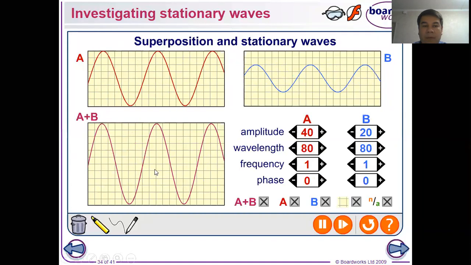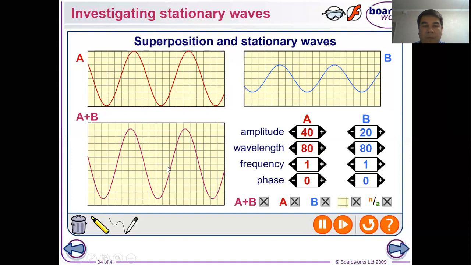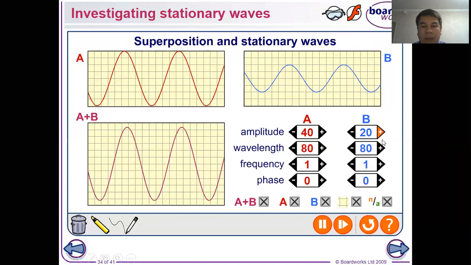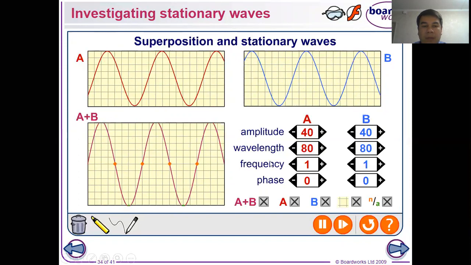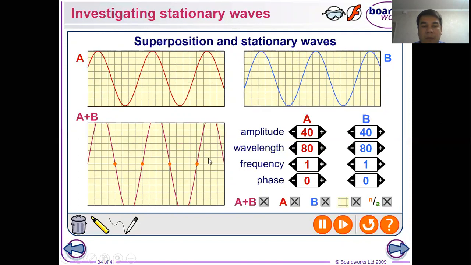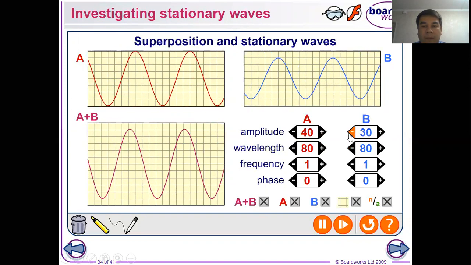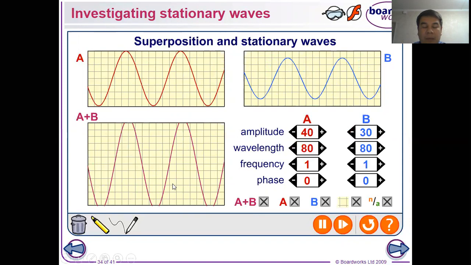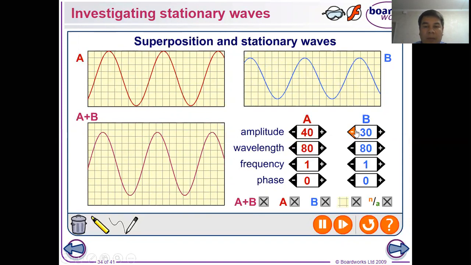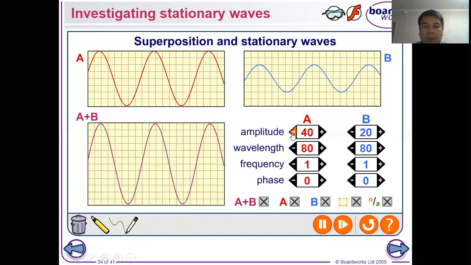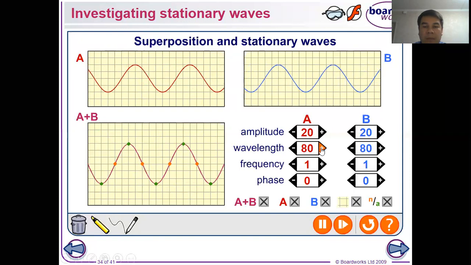Let me make it 40. When I make the amplitude 40, you can see the difference in A plus B. Let me also increase it to 40 for B. You can see that at some points it gets cancelled. But if we have different amplitudes, we can see that they do not cancel completely. Let me turn them back to 20 for all of them, and I will change the wavelength a bit.